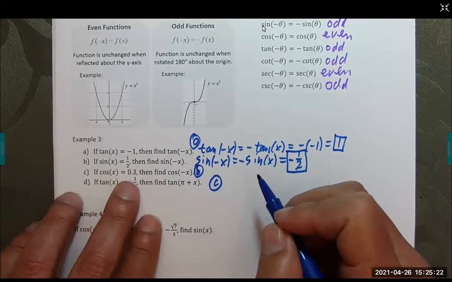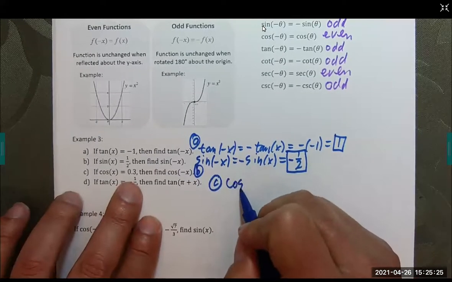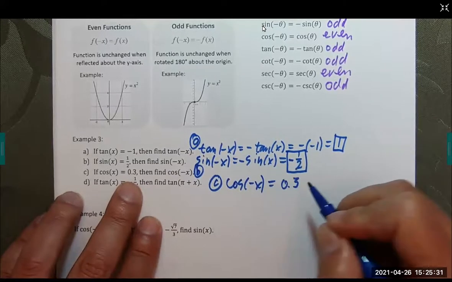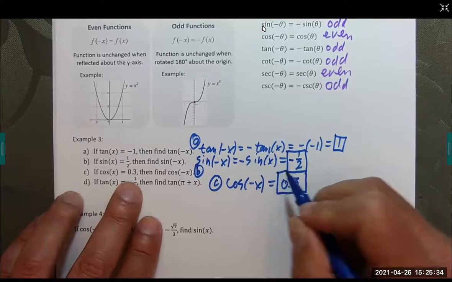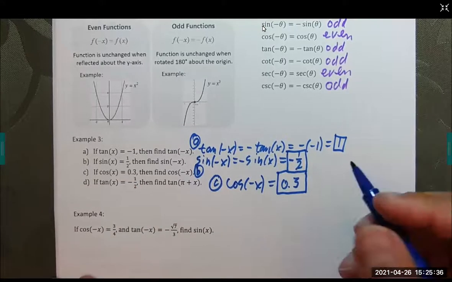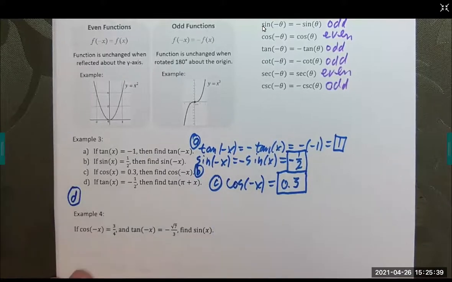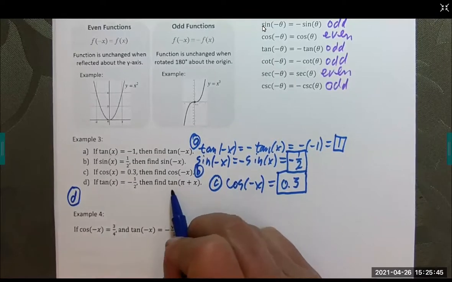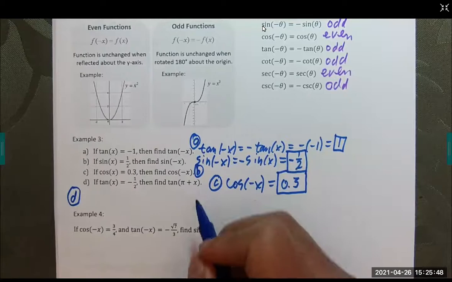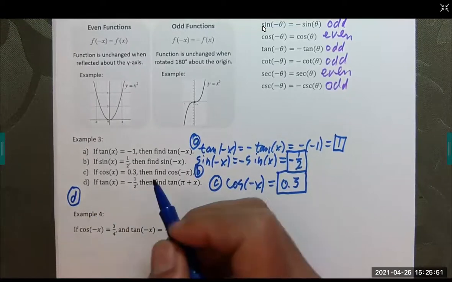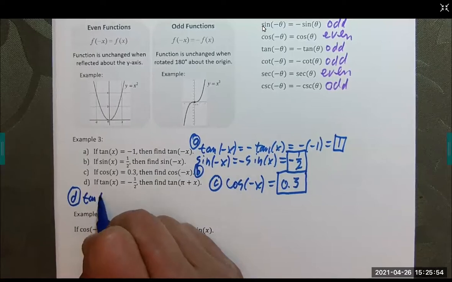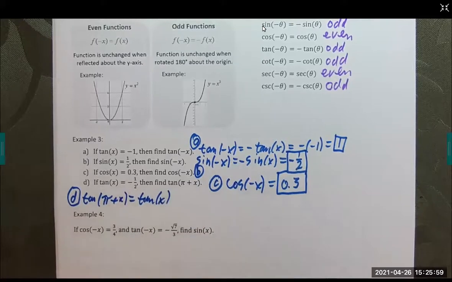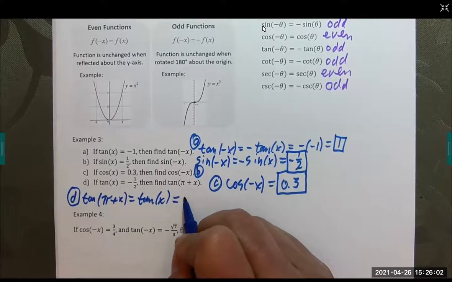Cosine of x is equal to 0.3. And the cosine of negative x is equal, because it's even, to 0.3. And for part D, this actually is just because tangent has a period of pi. If we add pi to x, then it's exactly the same as far as the value goes. So this will also be -1/2.